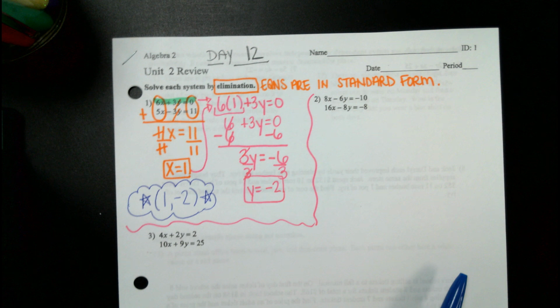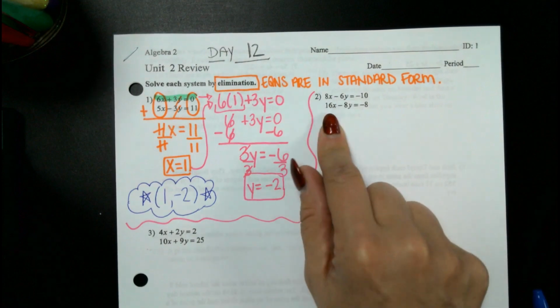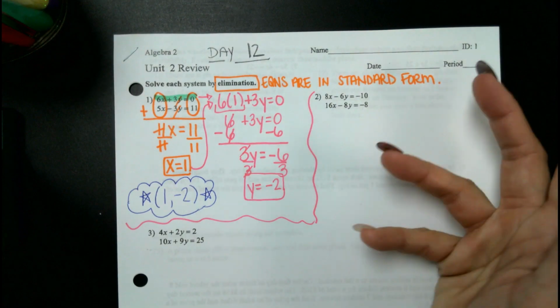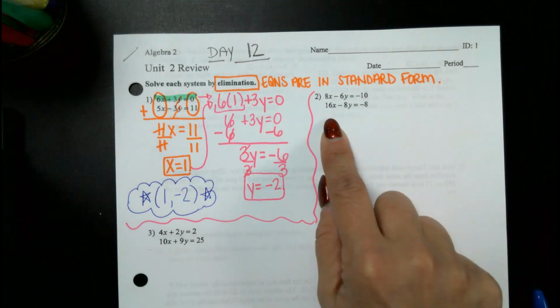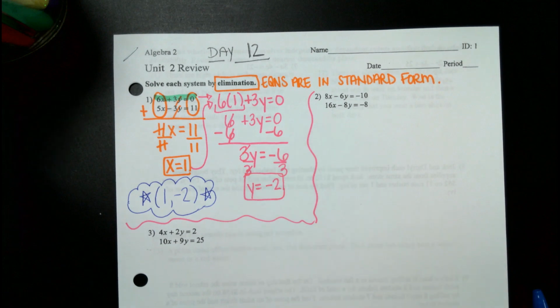Problem number 2. Here's the issue with number 2. I cannot cancel out my x's because they're not opposites of each other. I cannot cancel each other. So it would be really nice if we could just change one equation to make 2 terms cancel. Is there a number that would cancel with the positive 16? We could multiply by negative 2.